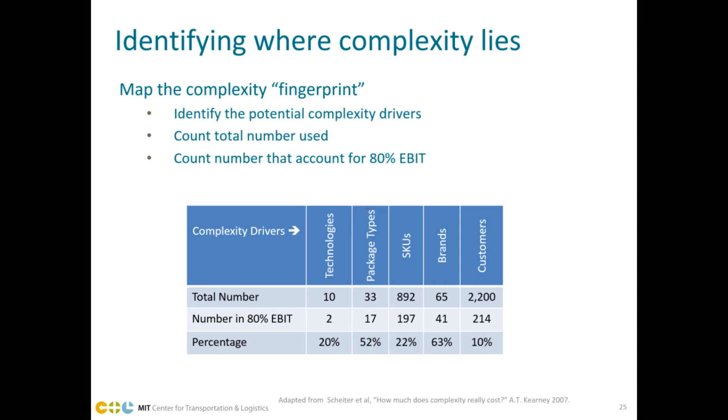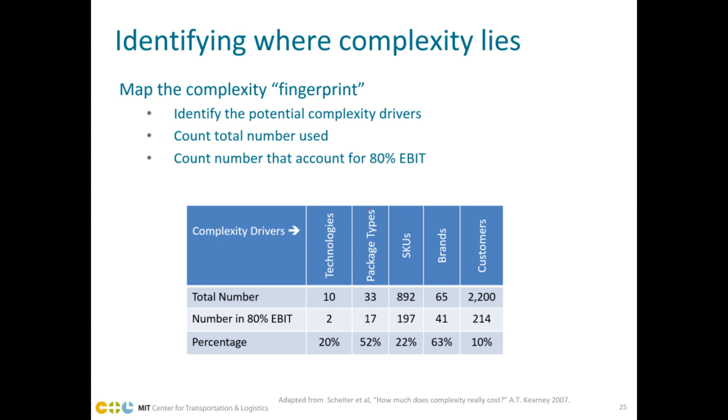Okay, one last thing I want to do in this segment, and this is a nice tool that I've come across, and it's the idea of mapping the complexity fingerprint of any company or any supply chain. And the idea is that I'm going to look at my supply chain or a set of business, and I want to identify the different drivers, the number of different drivers that are there. So in this example I have on the slide, you count the number of technologies, and I see 10, the number of packaging types I use, the number of SKUs, the number of brands, and the number of customers.